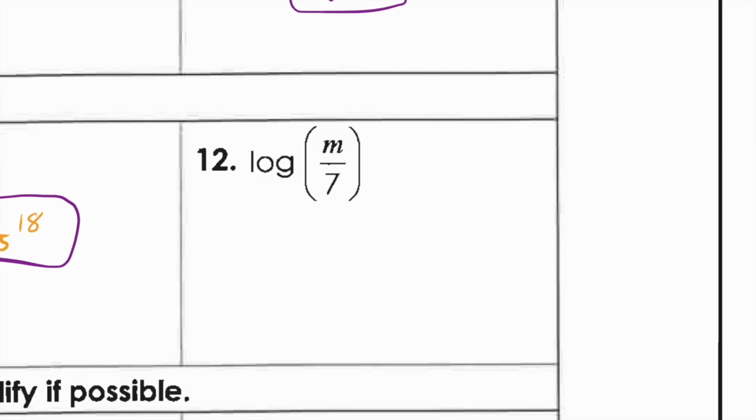On number 12 here, we can see the two distinct parts. So I'll do log of m minus log of 7, with the assumed base of 10.